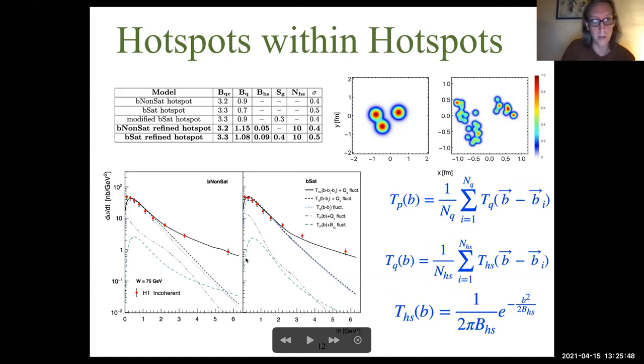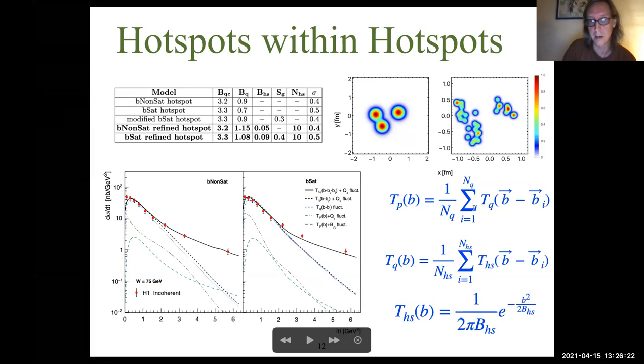describe up to 6 or 7 GeV² in t. So here the dotted line is the three hotspots model, and the full black line is the 3 × 10 hotspots for B non-sat to the left and B sat to the right. So we can get quite a reasonable description for all this data with this model by adding substructure to the proton. So it's just doing the same step over and over again.